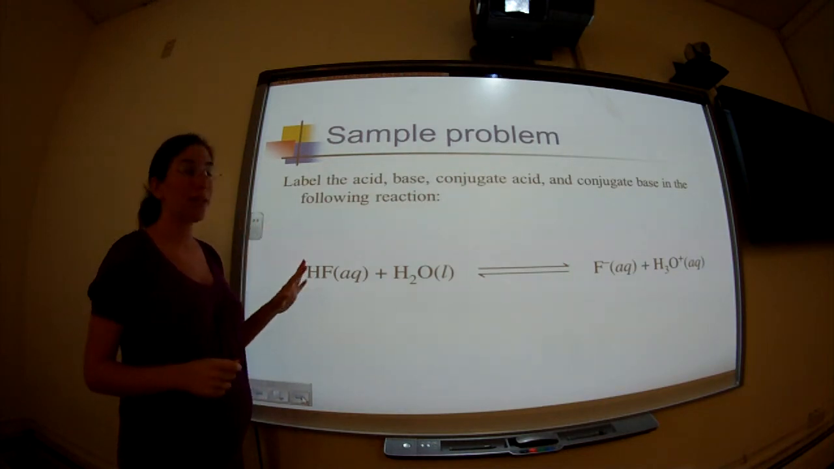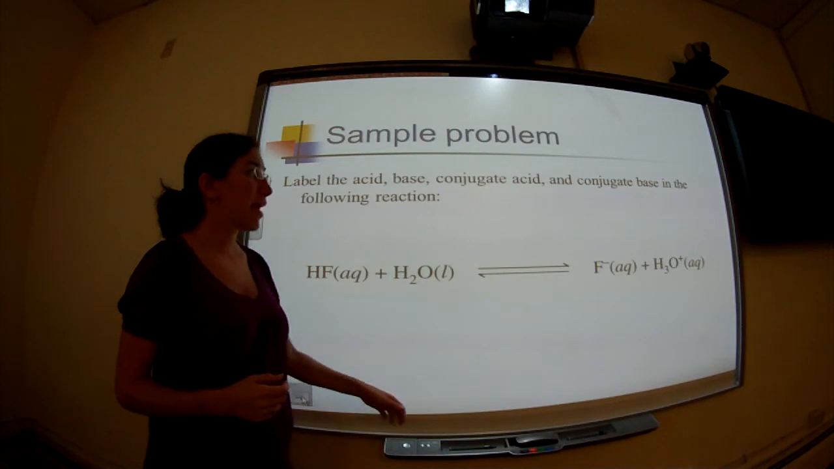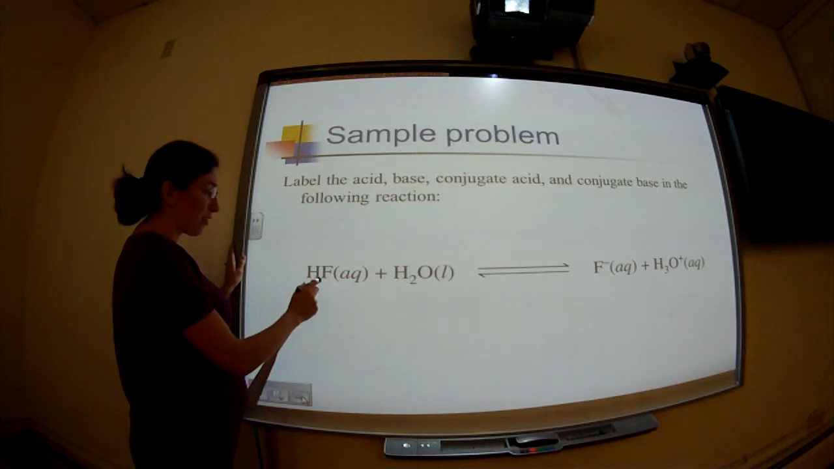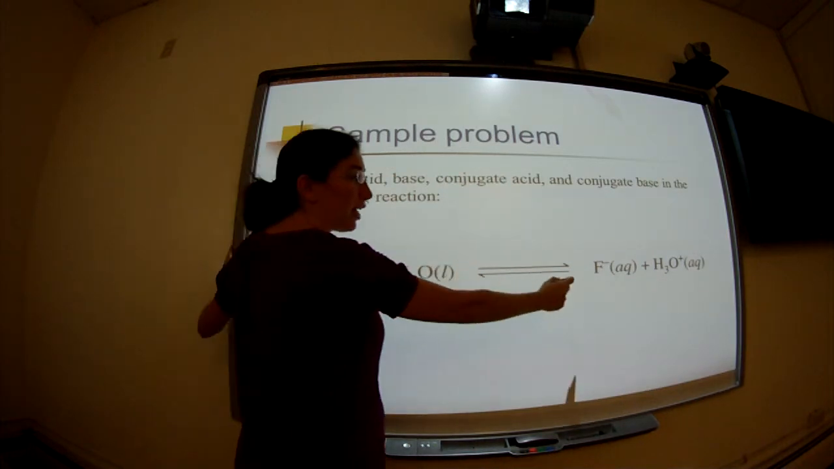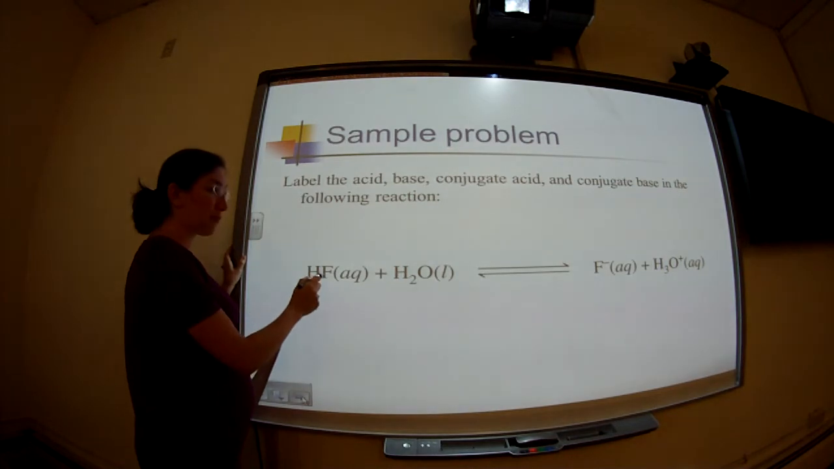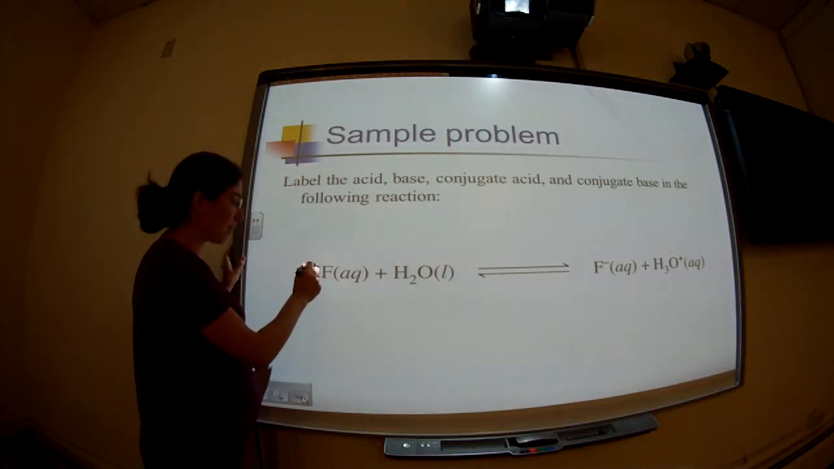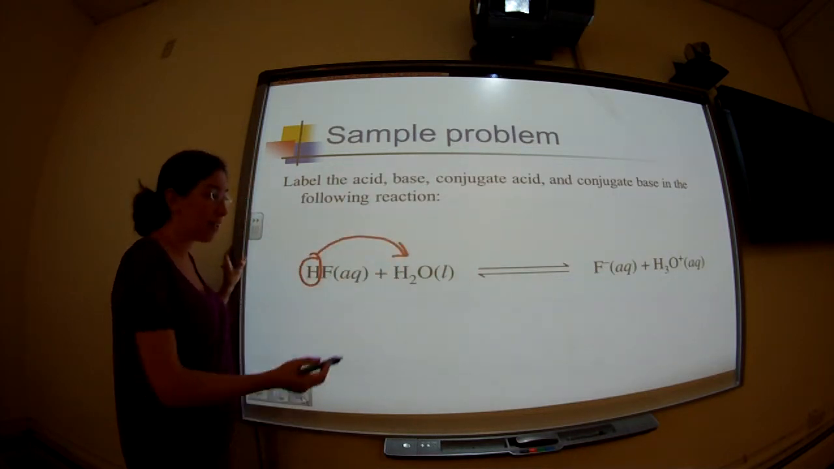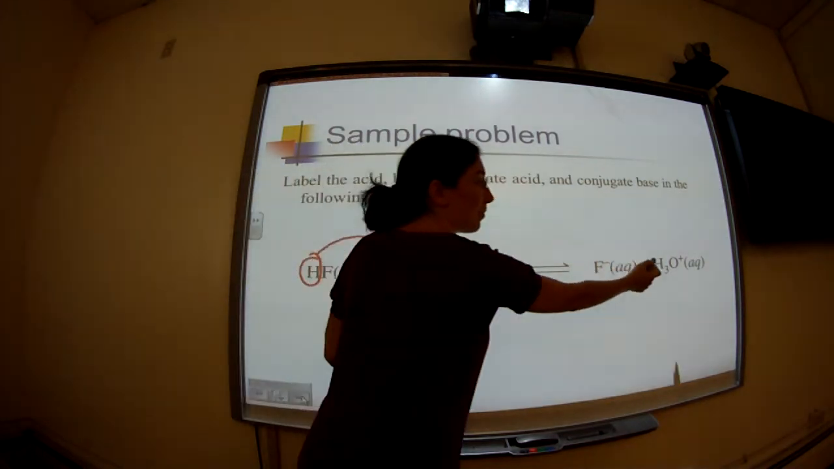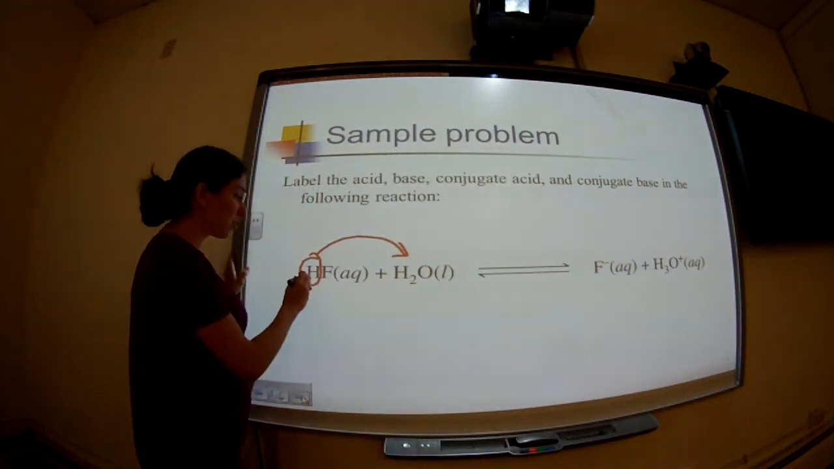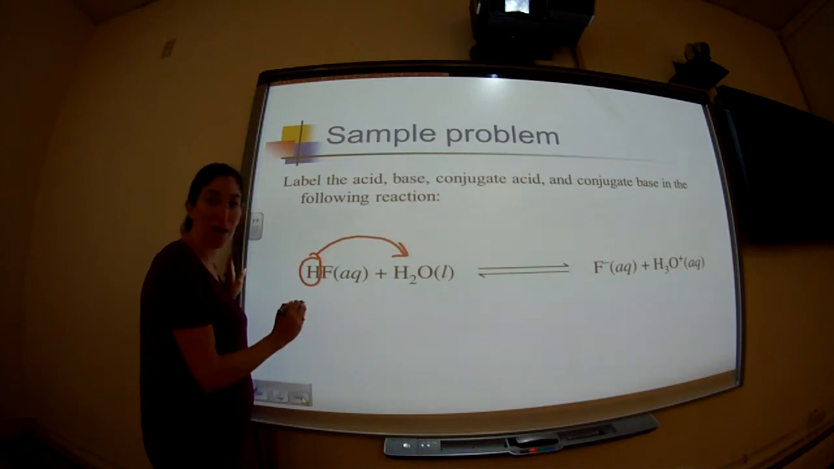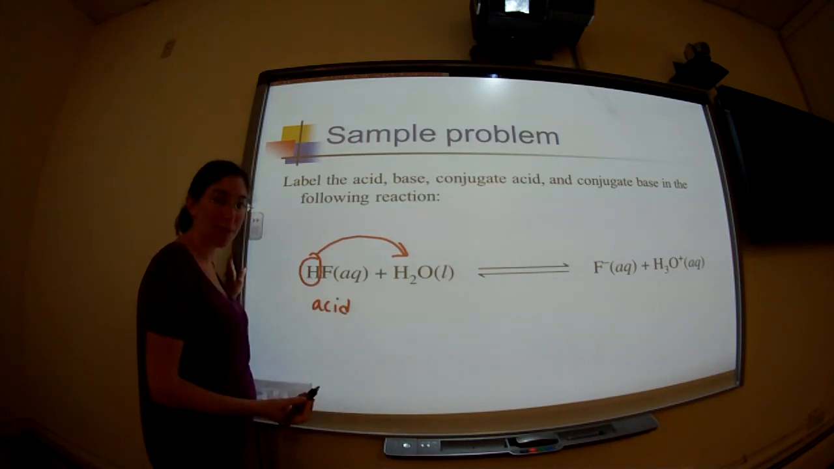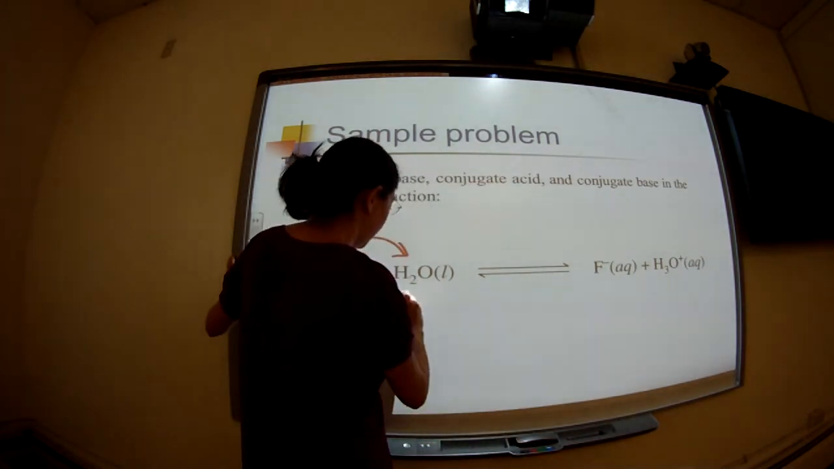So, on this one, let's practice. Let's label the acid, the base, the conjugate acid, and the conjugate base. So, HF plus water becomes fluoride ion and hydronium ion. So that fluoride ion must have come from this HF, hydrofluoric acid. So that means this hydrogen must have been donated to the water, which then accepted it and became hydronium ion. So this is our proton donor. That means it's our acid. And this is our proton acceptor, which means this is our base. Okay?